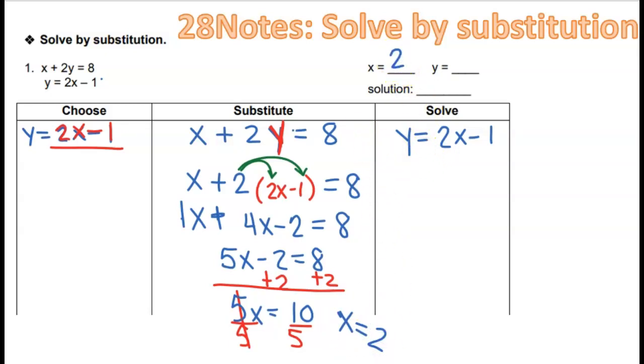Then I go back to my original equation. And in place of this x, I'm going to put this number 2 right here because we figured out that this x was equal to 2. And so 2 times 2 is 4. And so 4 minus 1 is 3. So the x is 2 and the y is 3. So my solution is the point (2, 3).